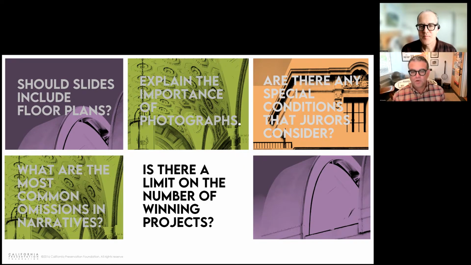So is there a limit on the number of winning projects? There isn't. On a typical year, we'll receive between 50 and 70 submissions for projects. Historically, we've had between 15 and 25 award winners on an annual basis, but there really is no limit, and there's no limit on the number of winning projects even per category. So the jury will decide the number of projects and in which categories and award them based on merit. Next slide.